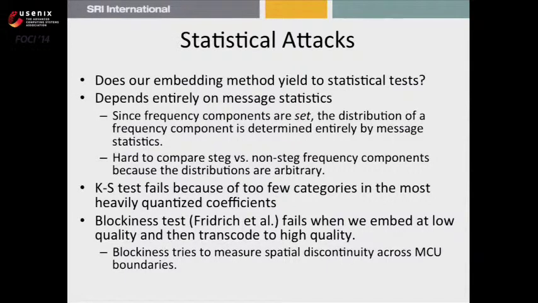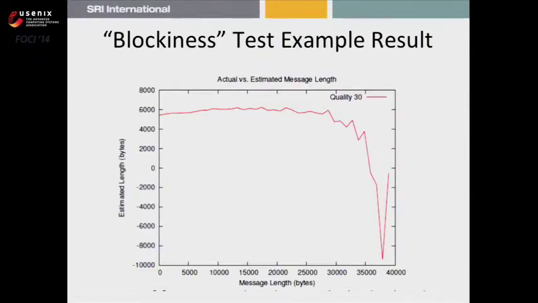The other test that looks pretty good, actually, in many cases, is the Blockiness test. If you're modifying frequency components in the image, one thing you might want to do is to see whether there are spatial discontinuities across MCUs. So we implemented that test, which is described in one of Friedrich's papers. But that failed when we used a certain strategy, which is to use a quality 30 to embed and then transcode up to quality 90.